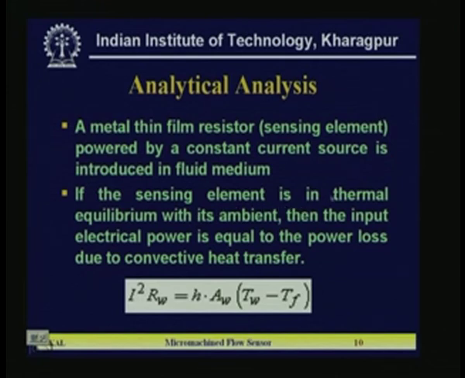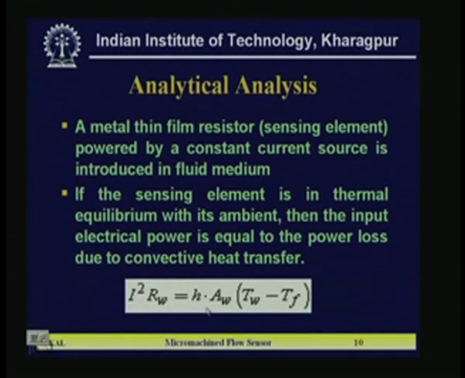If the sensing element is in thermal equilibrium with its ambient, then the input electrical power is equal to the power loss due to the convective heat transfer. We mentioned we have to design the total thing so that the heat transfer is mainly due to convection. Convection, what? Fluid flow. Now, when it is in thermal equilibrium, the power through the resistance is I square Rw, where Rw is the resistance value of the metal thin film, which is nickel there.